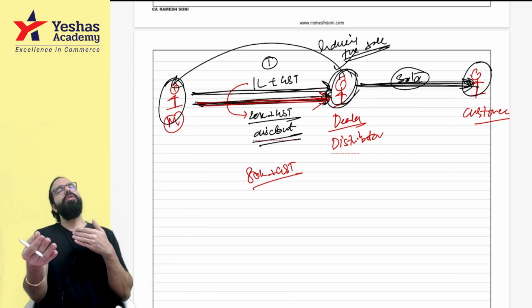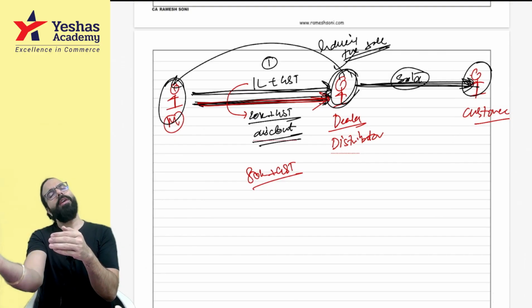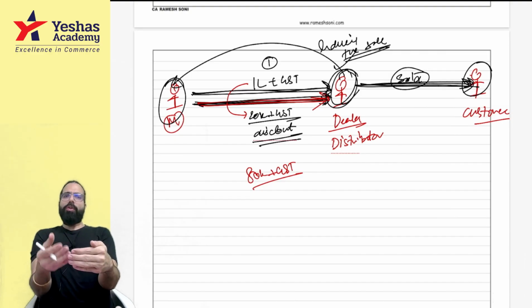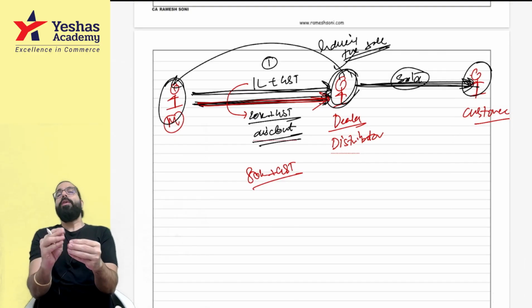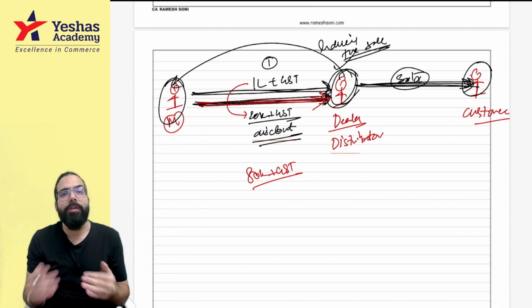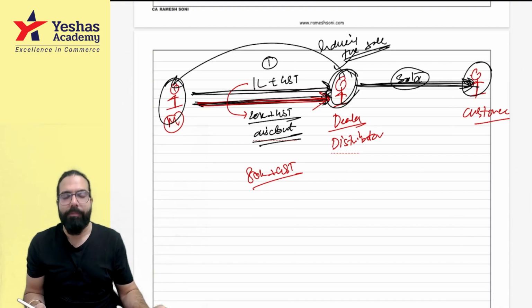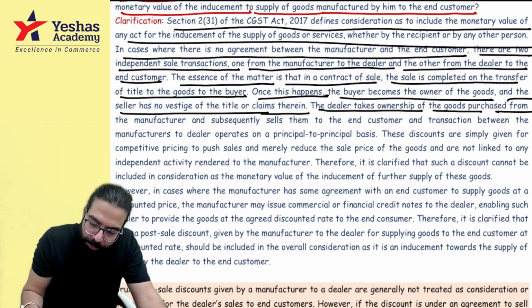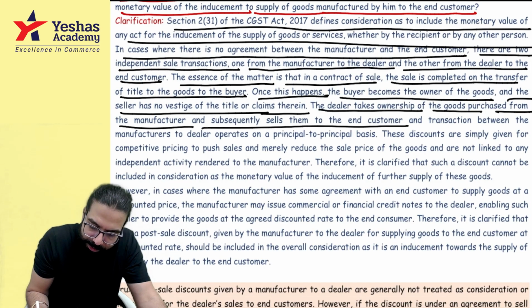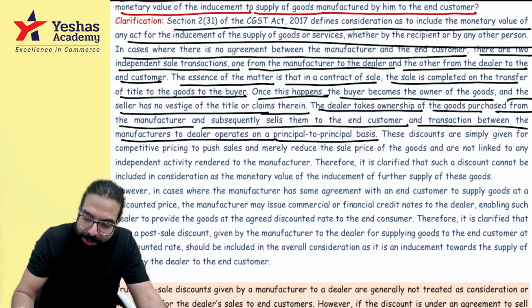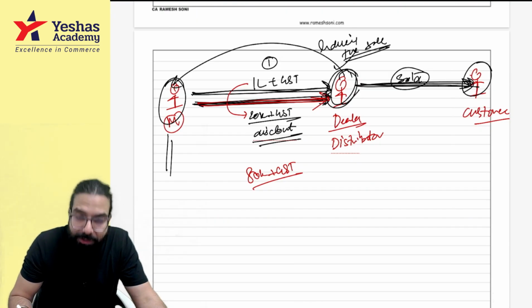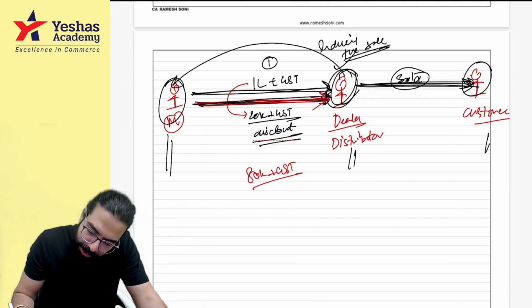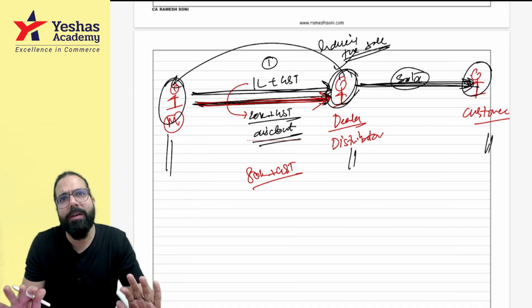When I sold to you, you are the owner now. When you sell to the customer, the customer will be. So when I sold to you, I am no more the owner. You are the owner. When you sold it to the customer, the customer is the owner. So there are two independent sales. Then the dealer takes ownership of the goods purchased from the manufacturer and subsequently sells to the end customer, and the transaction between the manufacturer and dealer operates on a principal-to-principal basis. Sir, the manufacturer sold the goods to the dealer and the dealer sold the goods to the customer. These are two independent transactions.